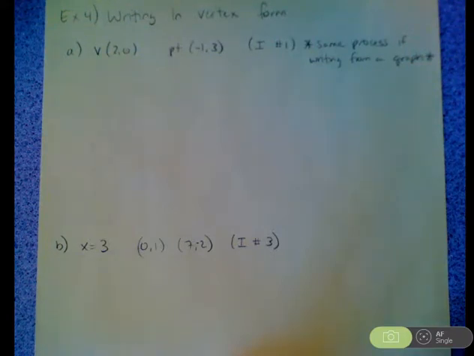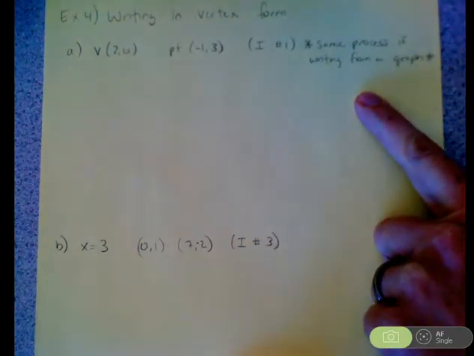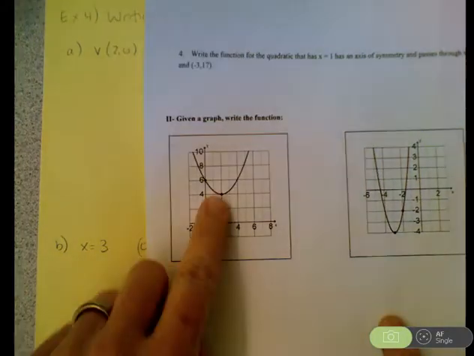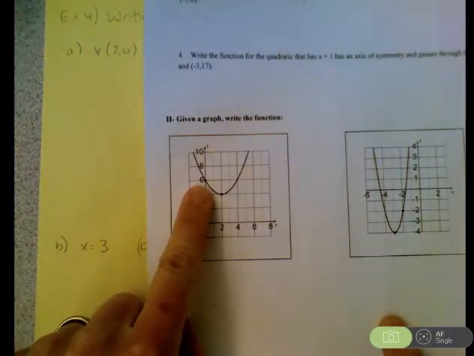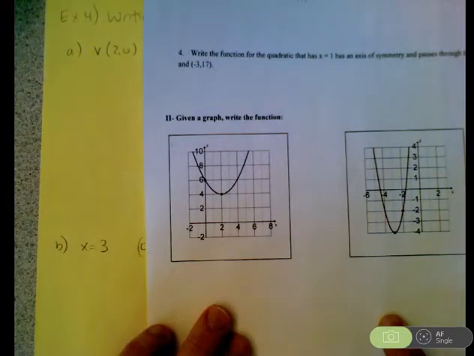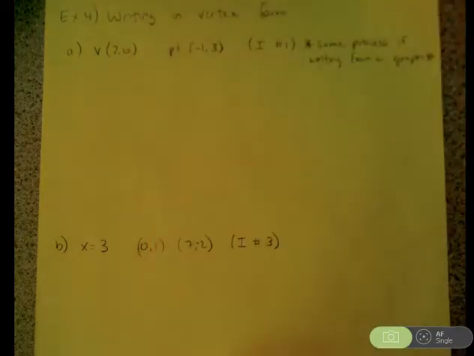The note over here says it's the same process for writing from a graph, because if you look at the graph, you also have a vertex and a point, right? On this graph, it's the same thing. You've got a vertex and you've got a point. So for any of these, whether it's in writing or in graphical form, you've got a vertex and a point.